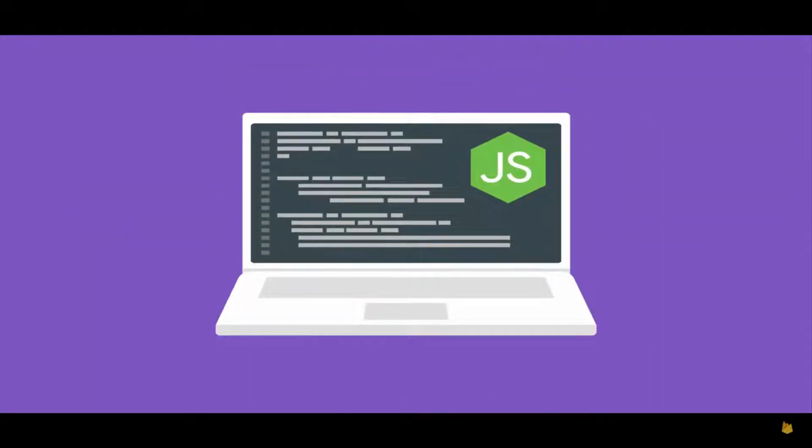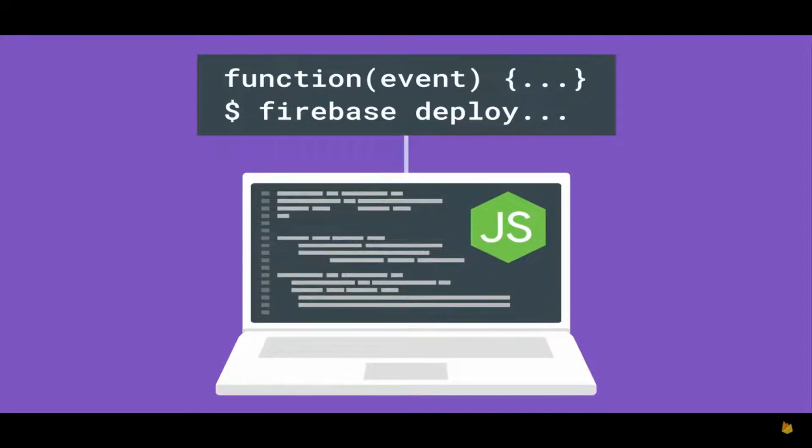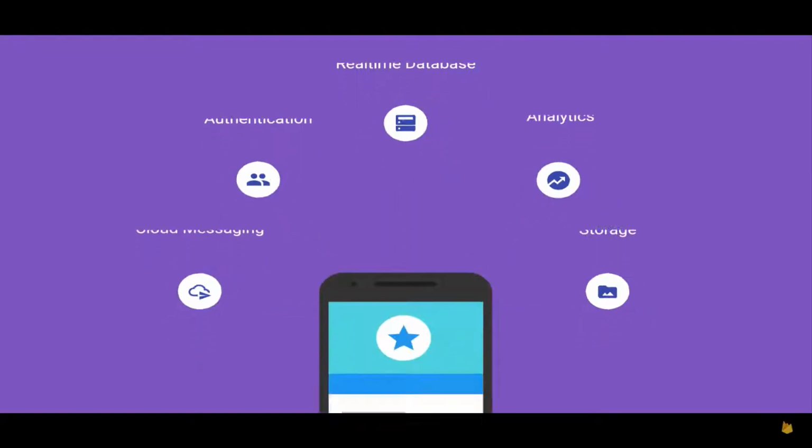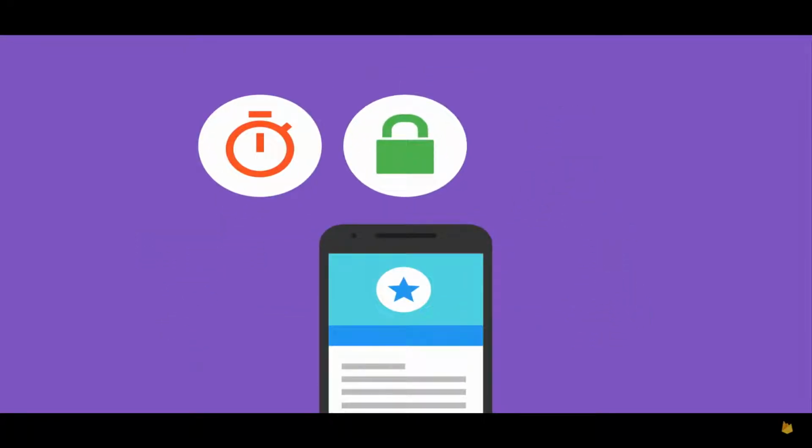You write your functions in JavaScript for the Node environment, and all it takes is one easy command line to deploy your functions for immediate use. With Cloud Functions, you can seamlessly integrate many features of Firebase to provide the backend services that your app requires to be fast, secure, and complete.